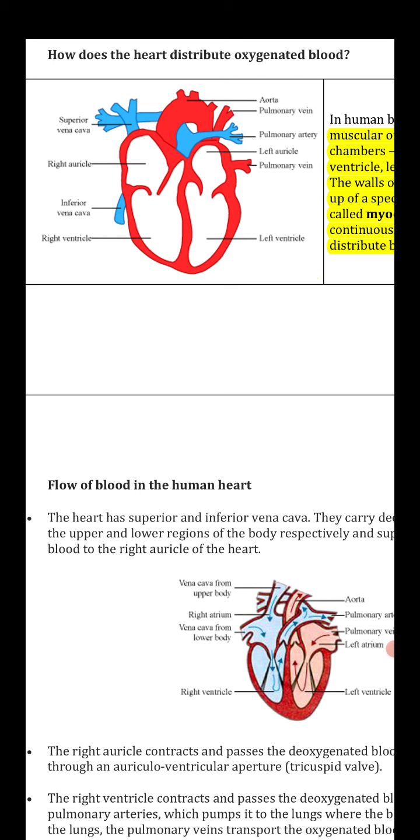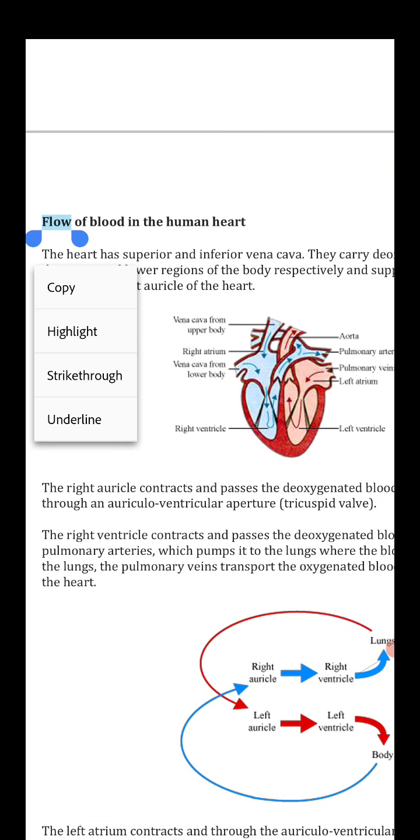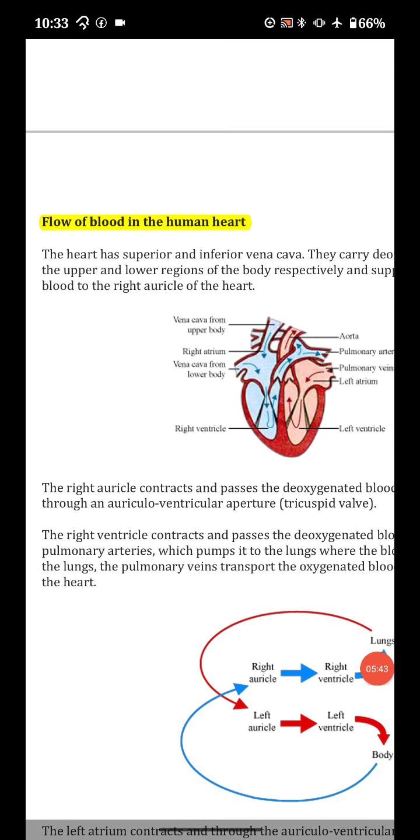And you can ask me one thing: why are there three valves on the right side and two valves on the left side? Because the right side of the heart always has higher blood pressure than the left side. That's why there are a total of three valves between the right auricle and the right ventricle. Okay, now I am coming to the next topic, the flow of blood in the human heart.